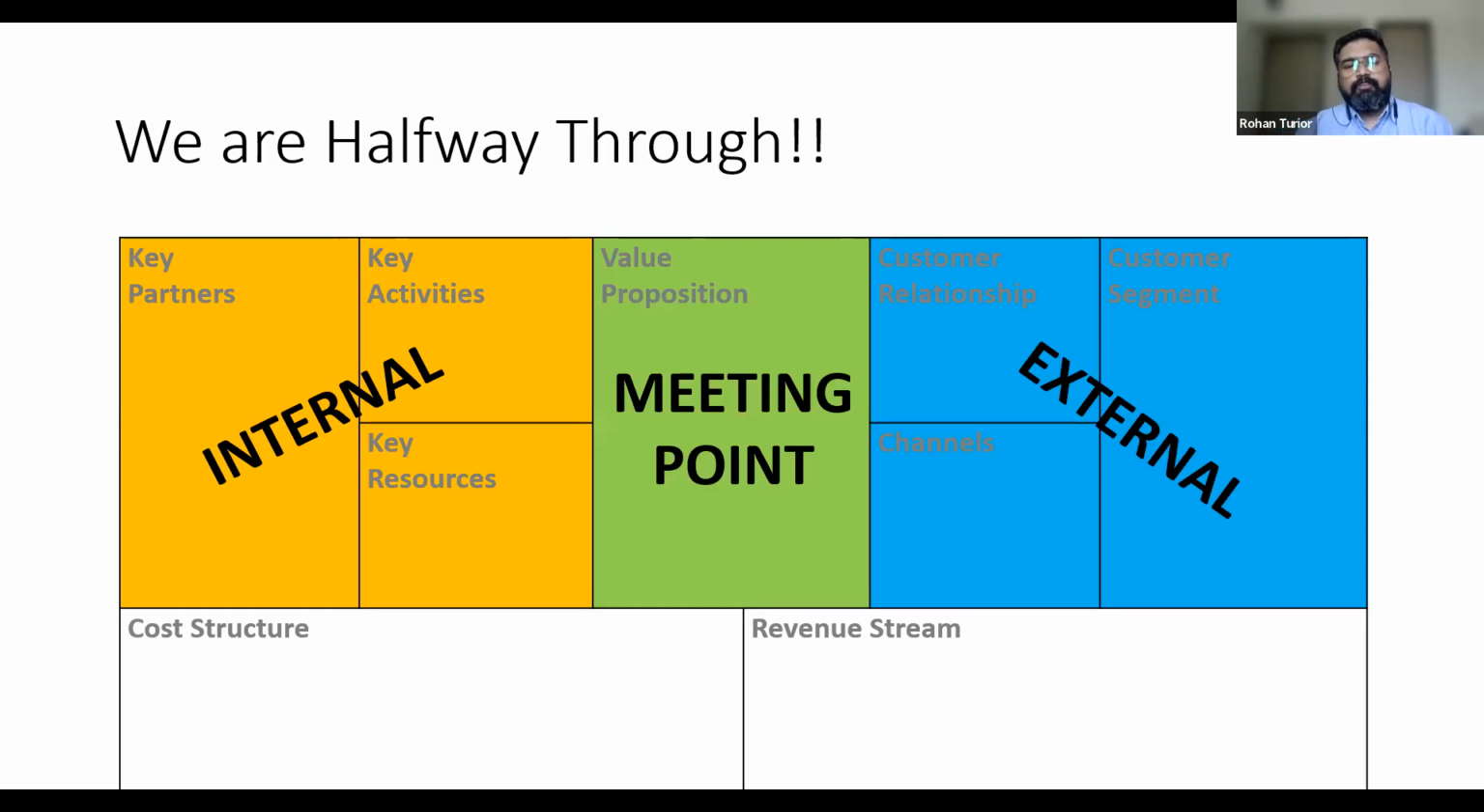canvas. We are through with half of the business model canvas, and what I call the external part of the business model canvas. From the right of the value proposition is the external of the business model canvas. On the left of the value proposition is the internal of the business model. And the value proposition is the meeting point.